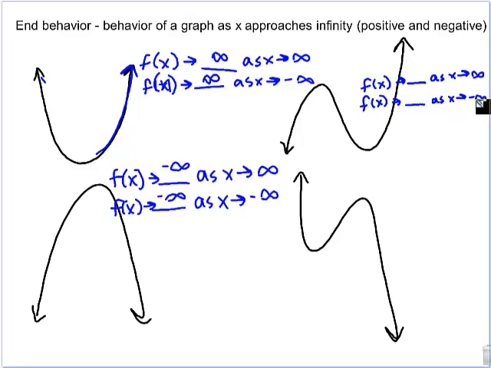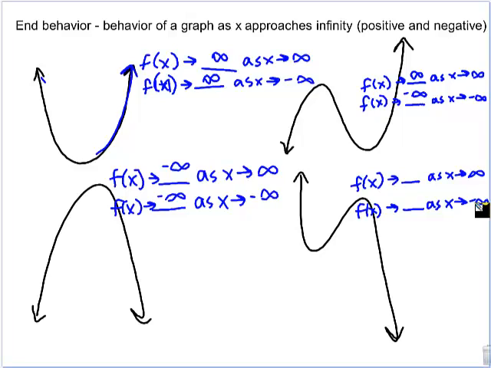As x is going to positive infinity, the right-hand side of this graph, where's our end going? To positive infinity, because it's going up. And as x goes to negative infinity, the left-hand side, where are we going? Down, so negative infinity. Making sense? Okay, I'll do the last one, and then we'll talk about the degrees and the coefficients. f of x approaches what as x goes to infinity, and what as x goes to negative infinity?